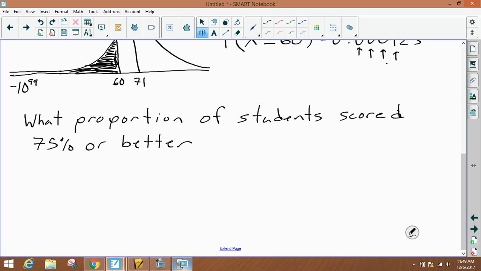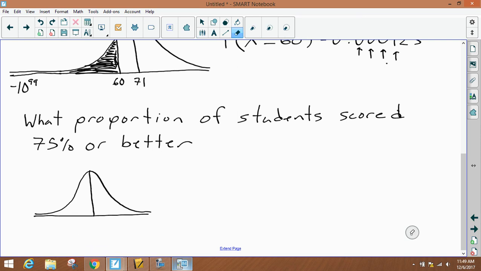All right, we have a different shaded region for this. If we set a 75 or better, terrible looking curve, sorry. We draw our distribution. Our mean is 71. And we're looking for a 75 or better. Well, that's this shaded area, right?